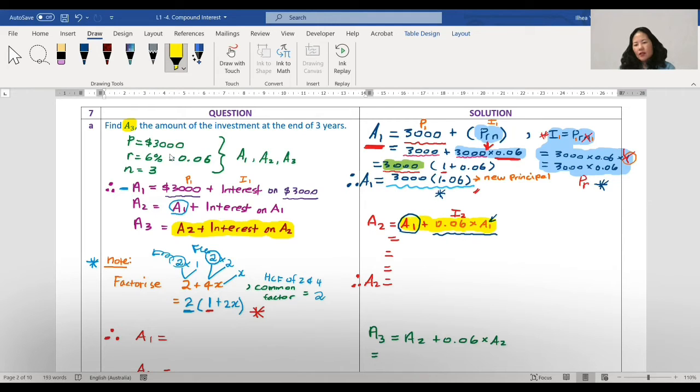Why am I doing this? Because we are trying to find the formula for the compound interest. To find the formula, we need to get the pattern out of this. So that's why I'm going to leave it as an expression rather than getting a value, the answer.